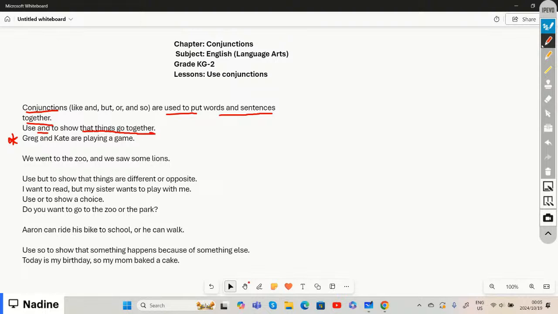If we go on to the next one, it says we went to the zoo and we saw some lions. So Greg and Kate are playing a game, and we went to the zoo and we saw some lions. There we use the word and, the conjunction, to show that things go together.